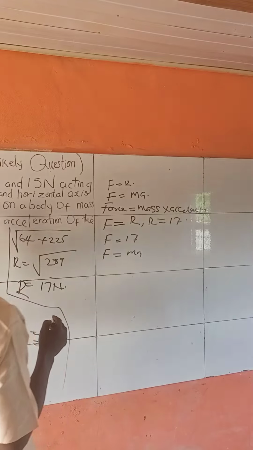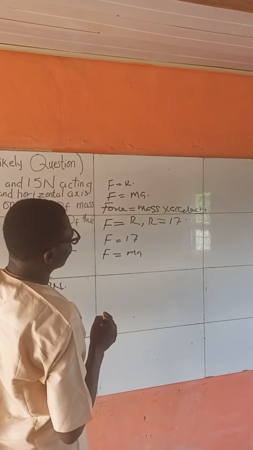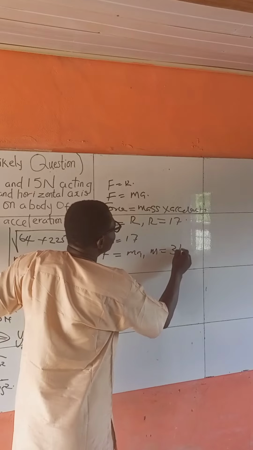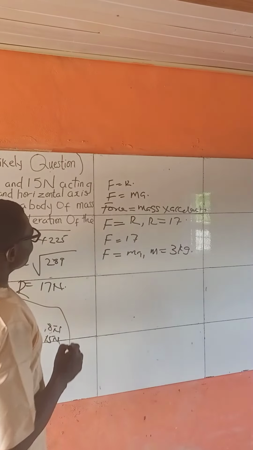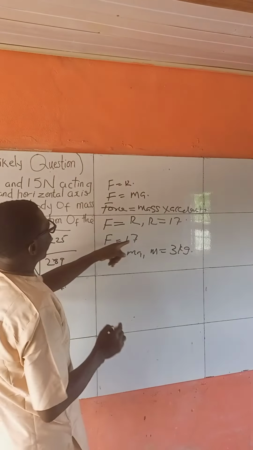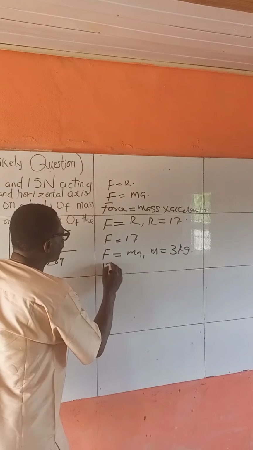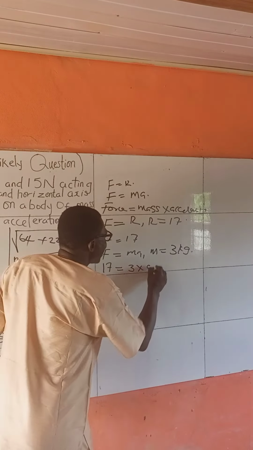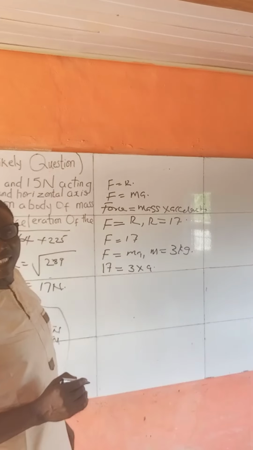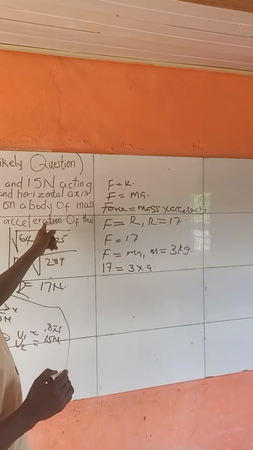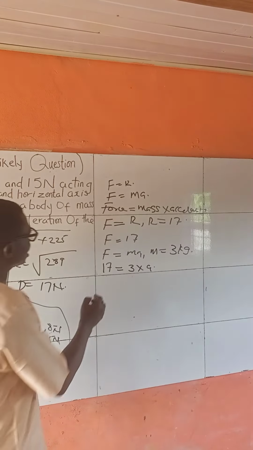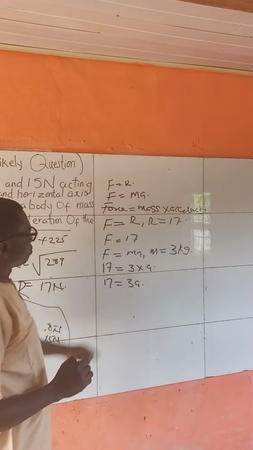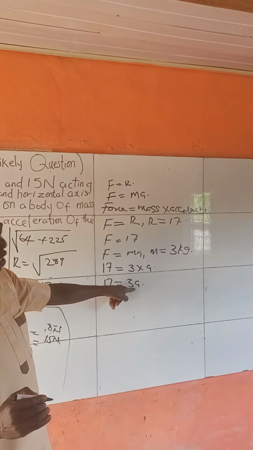What is my mass here? My mass is 3 kg, which means M is equal to 3 kg. If M is 3 kg and my F is 17, then I have 17 is equal to 3 times A. I don't know my acceleration, and that is exactly what we are looking for. That is what the question says we should do. This gives me 17 is equal to 3A, where A is the acceleration.